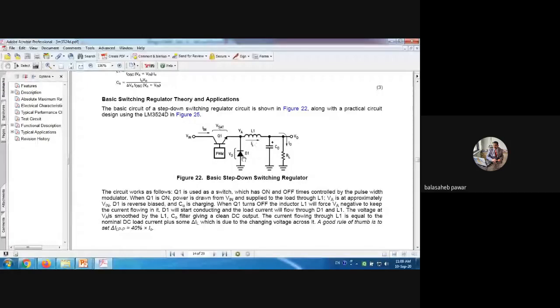So see, during its on state, when Q1 is on, the node voltage VA will be positive because of the direction of flow of the inductor current as shown. And whenever the transistor gets turned off, that polarity gets reversed. Means VA will become negative, where the cathode of this diode D1 is connected. That means the inductor will discharge through the diode. Okay. So this is the basic working principle of this type of switching regulator.